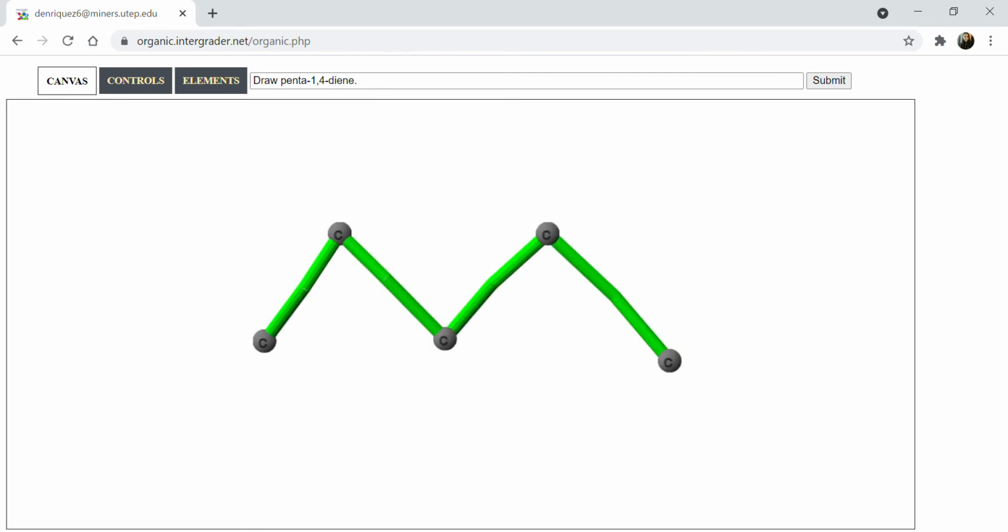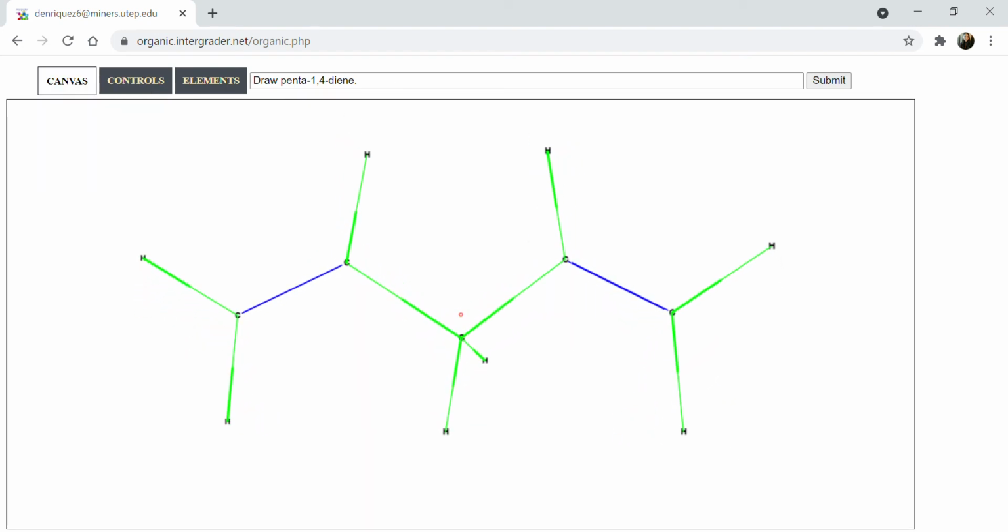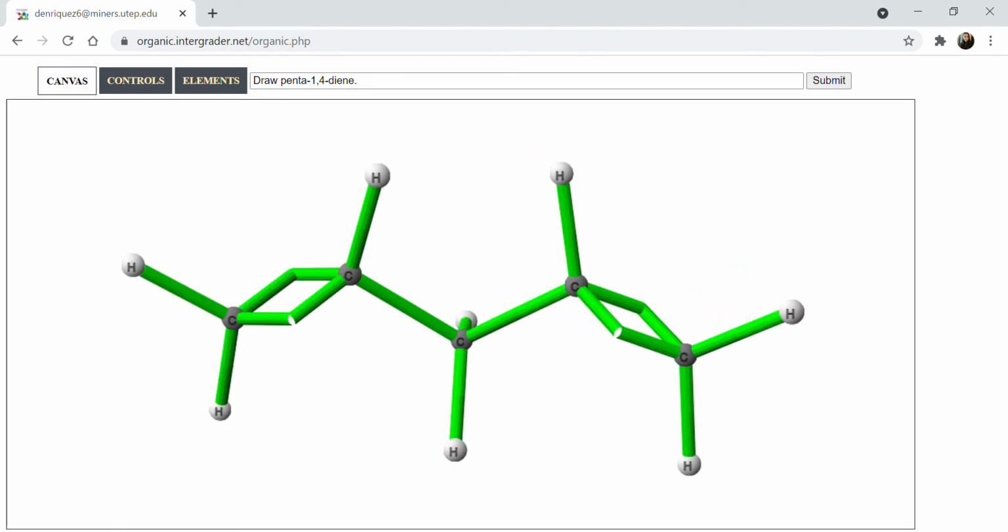Okay, I'll start with my penta. Got my 5 carbons, and then I have, oh, it's the same molecule that we just drew. So I have 1 going to 2, and then 4 going to 5. Add my hydrogens, and it's the same thing, just this.